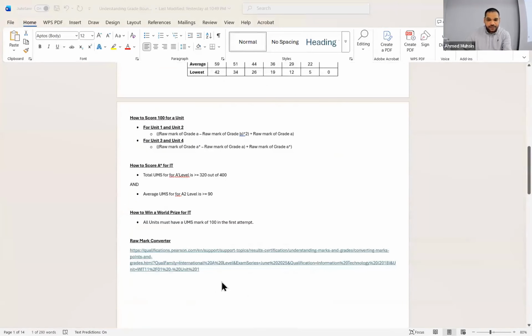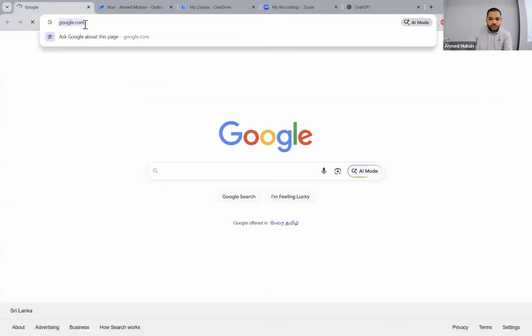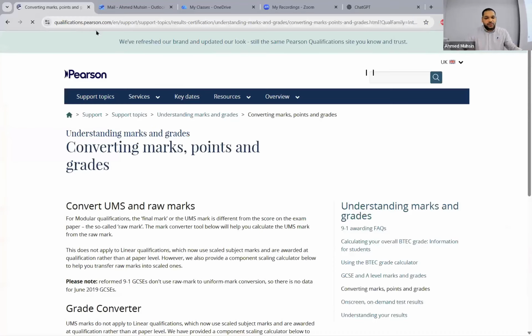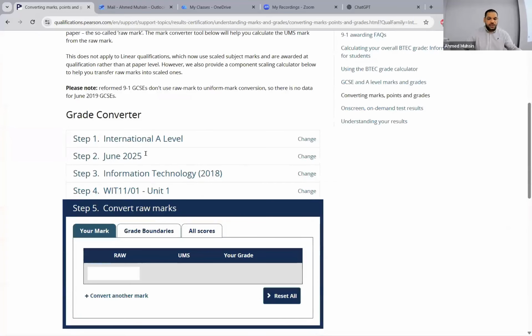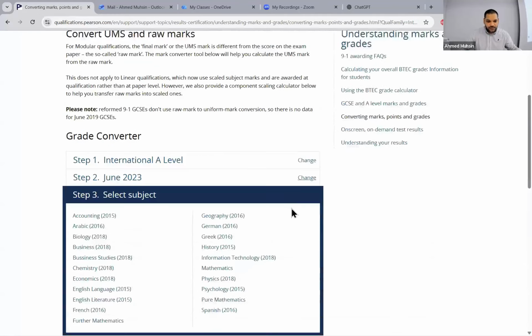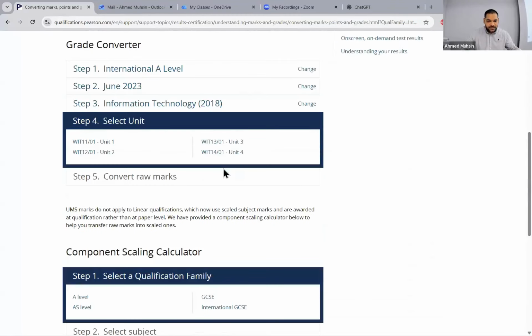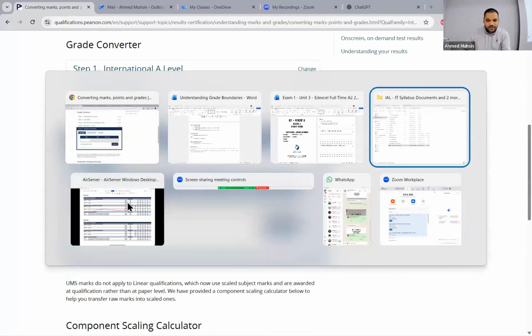Raw mark converter. So everybody, I'm going to go into Google Chrome. Students online, everyone look here. This is the raw mark converter, converting your raw mark into a UMS mark. The unit 4 paper I gave you all was 2023, so I'm going to change it to 2023 instead of 2025. June 2023 is here. The subject we did was IT. The unit that we did was 4.